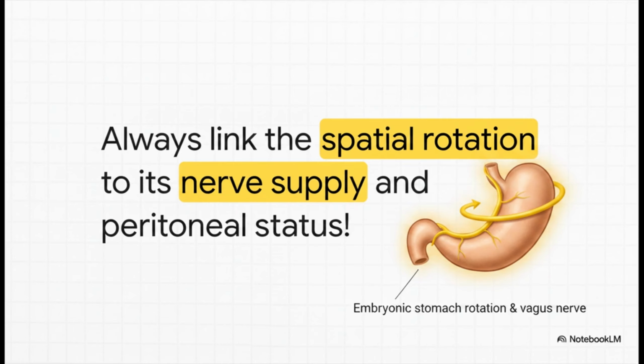But I want to leave you with this thought before your next clinical rotation. If a single millimeter-size rotational error early in week 4 can entirely redefine our nervous, vascular, and organ map, what other hidden embryological anomalies might be secretly driving the unexplained clinical presentations you'll see in the wards tomorrow?